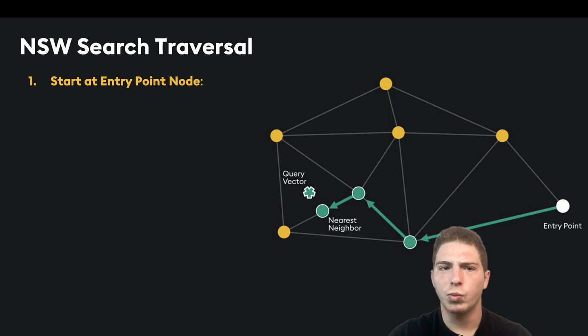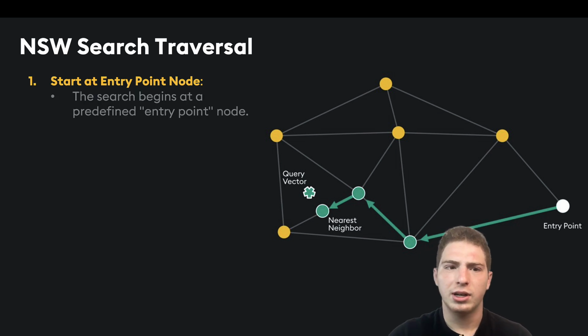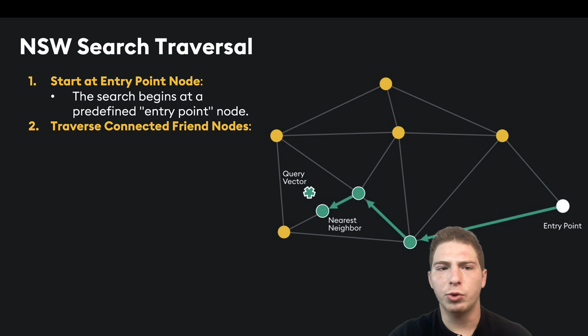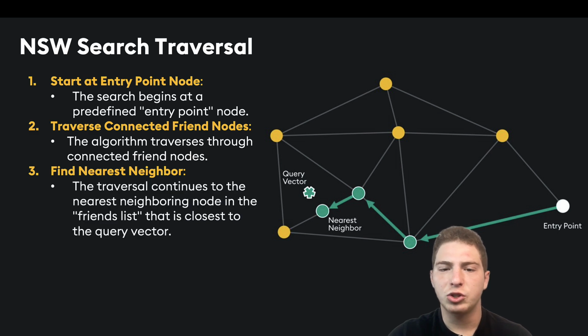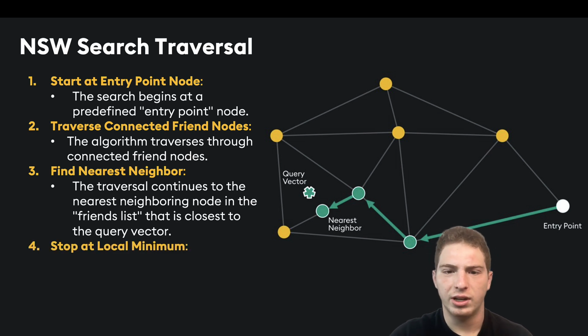With NSW, we start at an entry point node, and then we go through all of its friend nodes, and we figure out which one is the nearest neighbor to the query vector. So for all the nearest neighbors of this point that we're searching at, which one of the friends is closest to our query vector? And then we stop at a local minimum. Once we're at a node that is closer to our query vector than all the other nodes that we're seeing, then we stop.